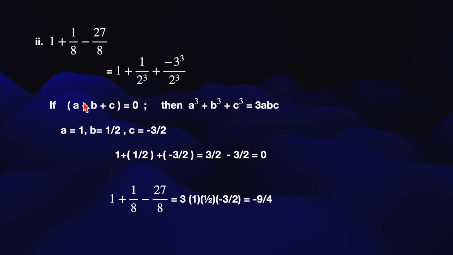Okay, so the same identity. Here the value of A is 1, B is 1 upon 2 and C is minus 3 upon 2. Add and see, we get 0. Therefore, this is equal to 3 into A into B into C. So 3 into 1 upon 2 into minus 3 by 2. Solve it, you will get minus 9 by 4.